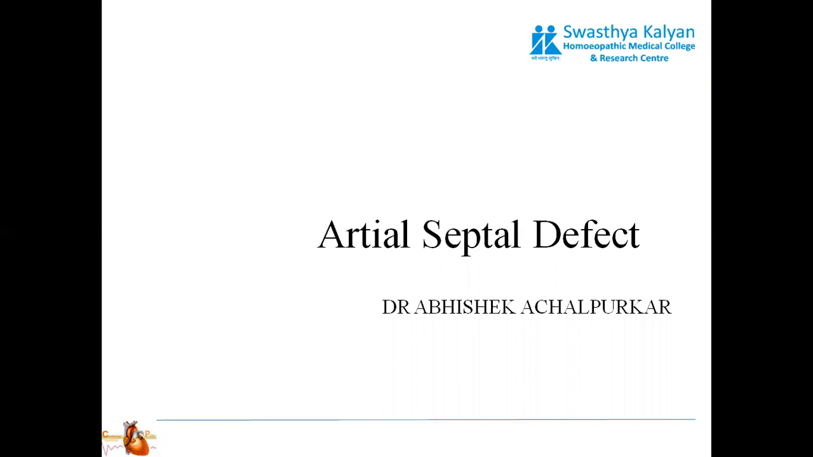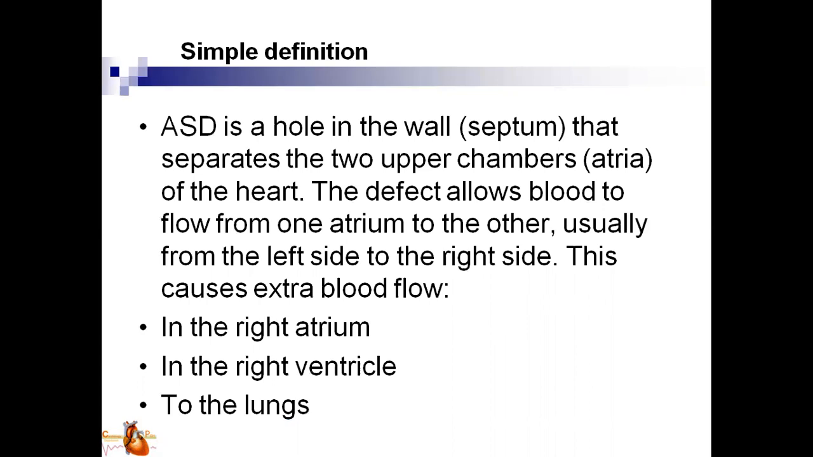Usually, this septum is meant to be closed. Now let us see what happens. In short, atrial septal defect is known as ASD. It is a hole in the wall or the septum that separates the two upper chambers of the heart. Those chambers are known as atria. The defect allows blood to flow from one atrium to the other, which is usually from the left side to the right side.